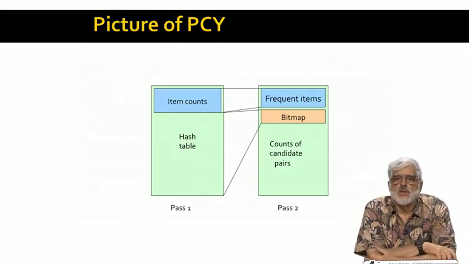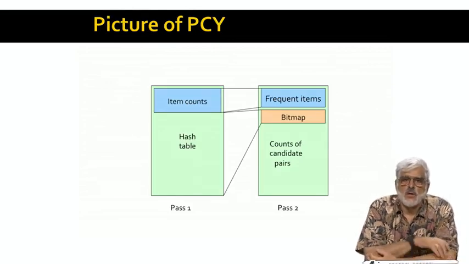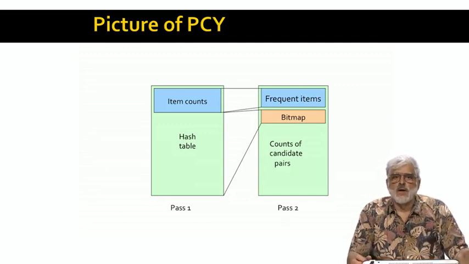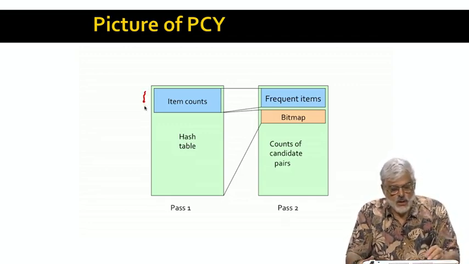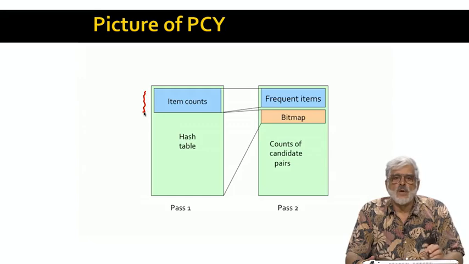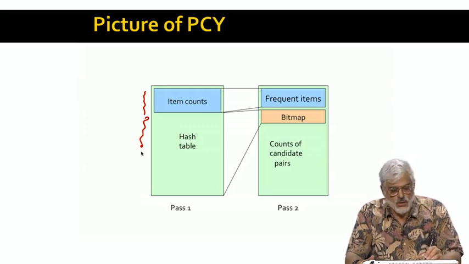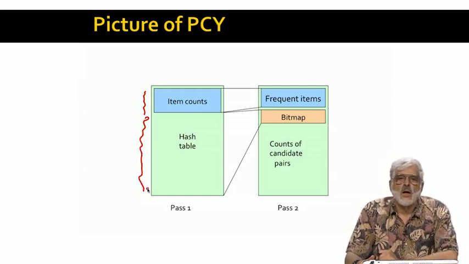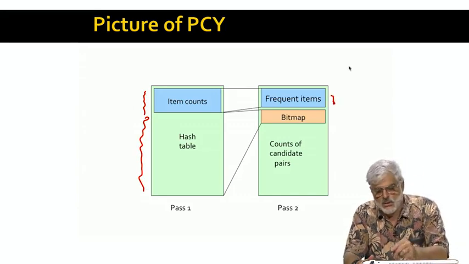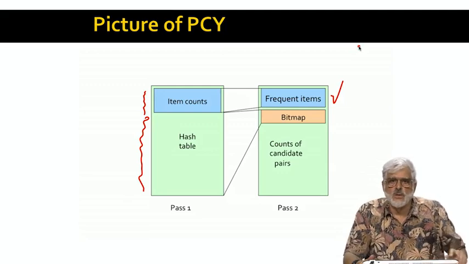So here's the picture of PCY that I'd like you to have. On the first pass, we use a little space to count the items, and the rest of the space is devoted to these bucket counts. On the second pass, we keep a table of frequent items, just as we did for a priori.